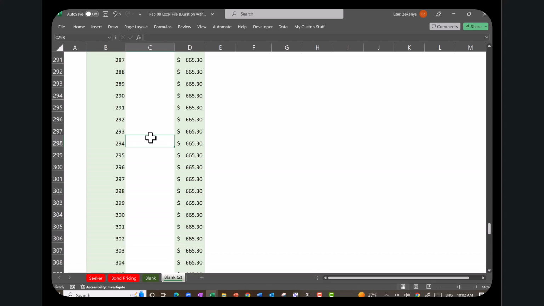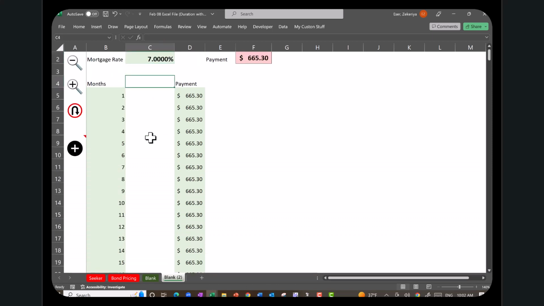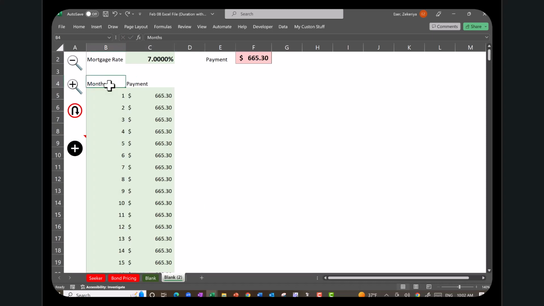I'm going to put in the, okay, let's call this periods. So if you have different compounding frequencies, you can handle it that way. First, I'm gonna do it on Excel itself, okay, or the worksheet itself.